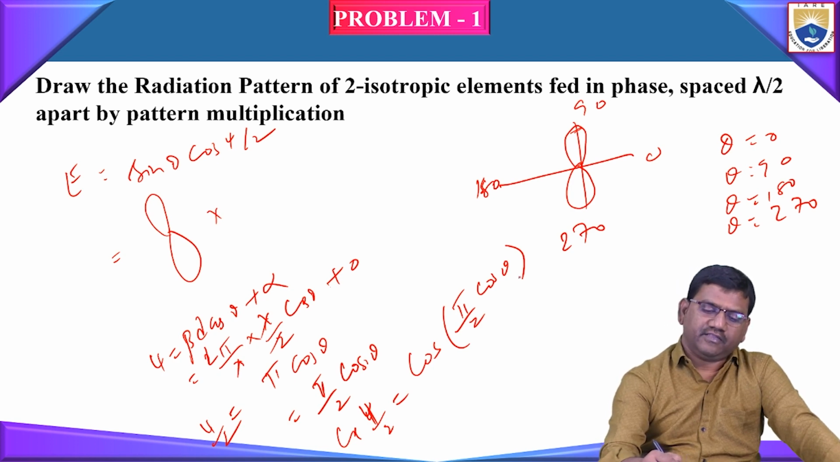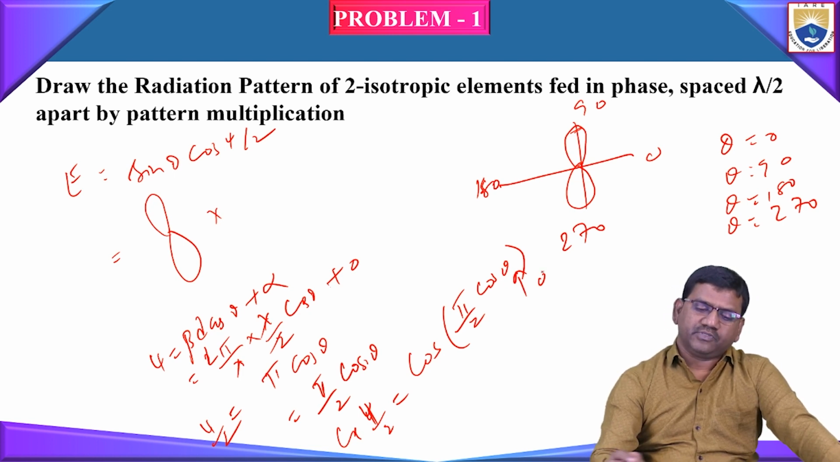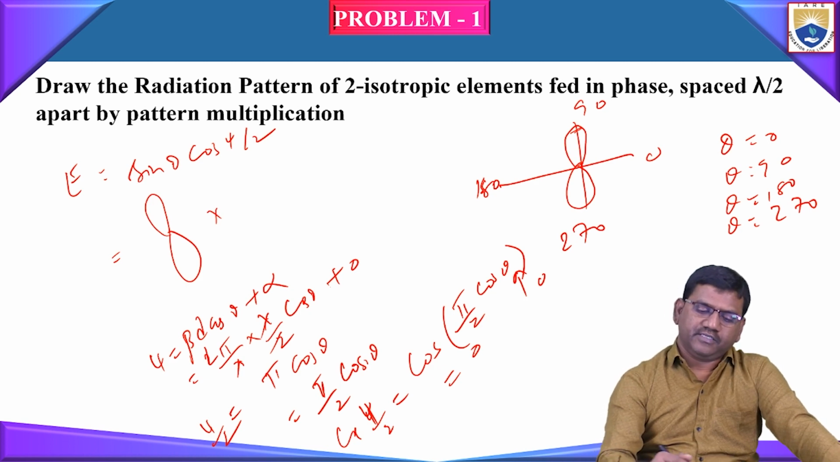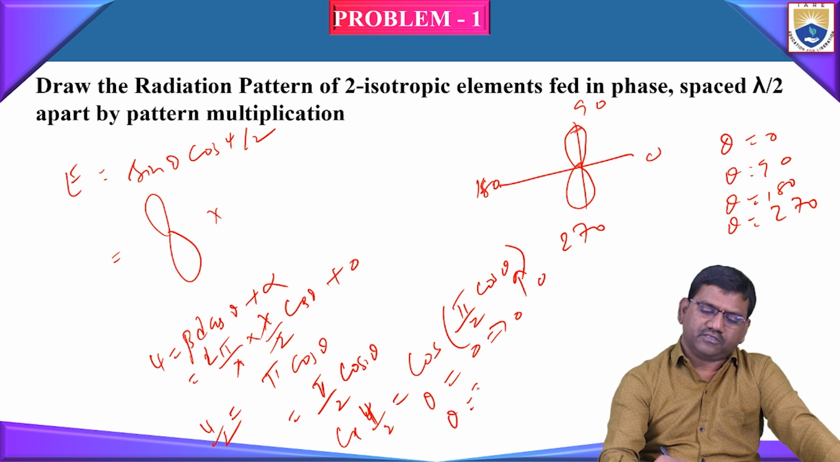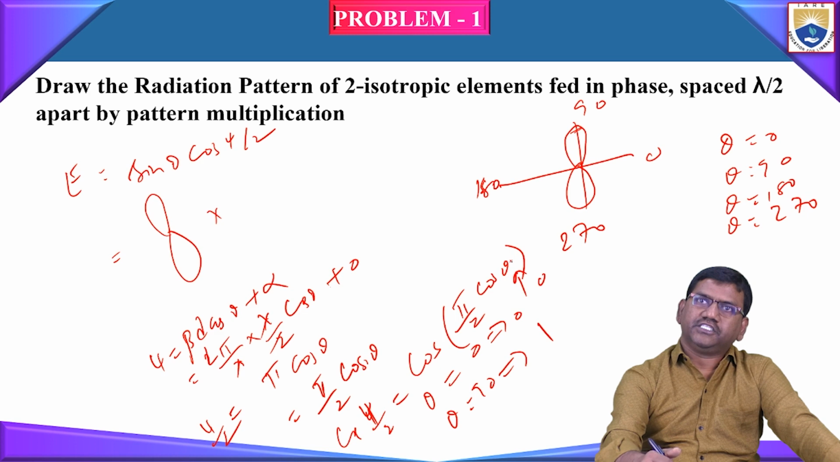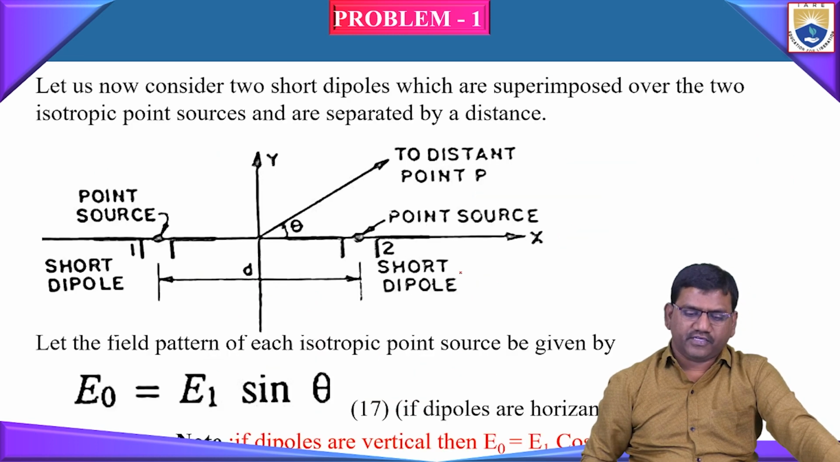Now let us apply the value of theta as 0. If we take theta as 0, cos 0 is equal to 1, so you will get cos 90, and cos 90 is 0. So for theta equal to 0, you will get 0. Similarly, you will get the value 0 here. Similarly, for theta equal to 90, you will get the value of 1, because cos 90 is 0 here, so 0 into pi by 2 is equal to 0. Let us do the function.